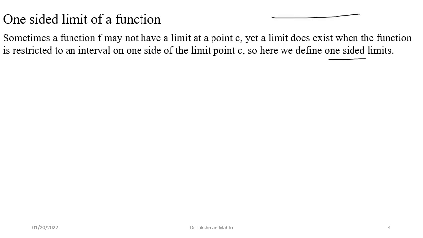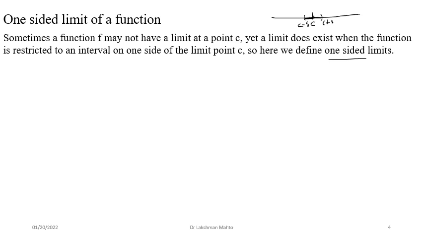So if you are taking a point C that happens to be a limit point of the domain of the function, or domain of definition, what we call it. Suppose the function does not have a limit in a delta neighborhood of C, that is, the interval C minus delta to C plus delta. If it is not having a limit in this neighborhood, then we try to focus sidewise. This one is the right side and this one is the left side.